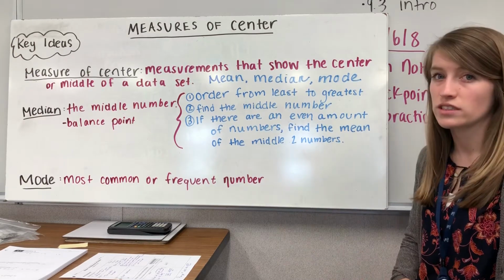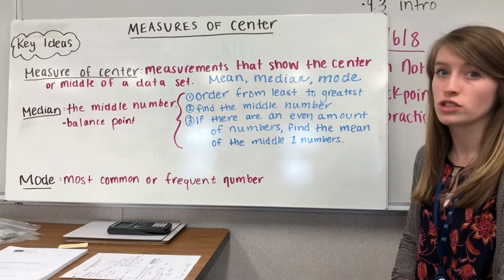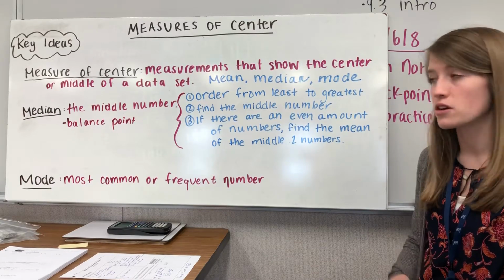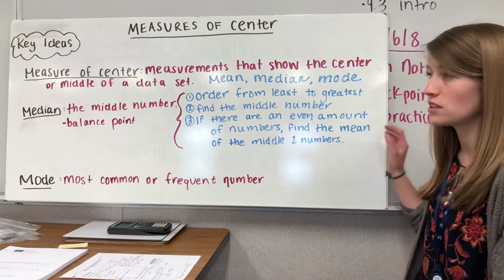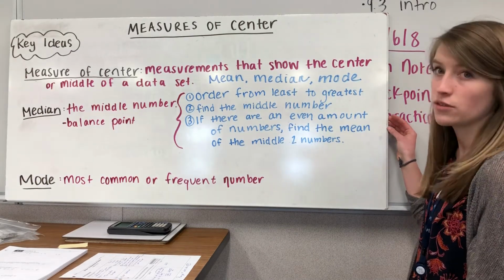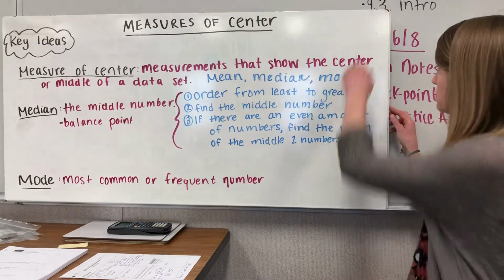Another measure of center is the mode. The mode is the most common or most frequent number. What that means then is it's the data value that has the most values at the same number. Let's see if we can find some mean, median, and modes.